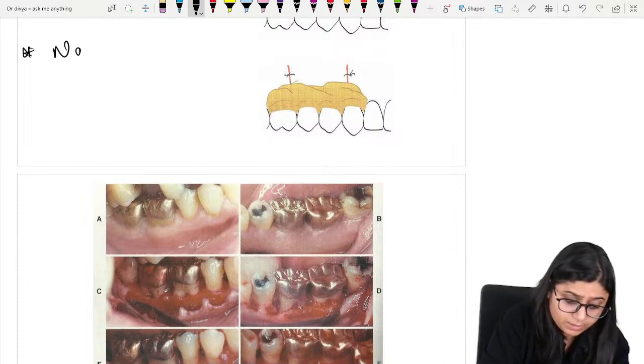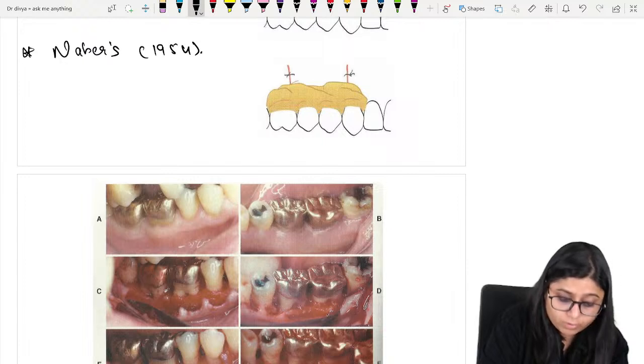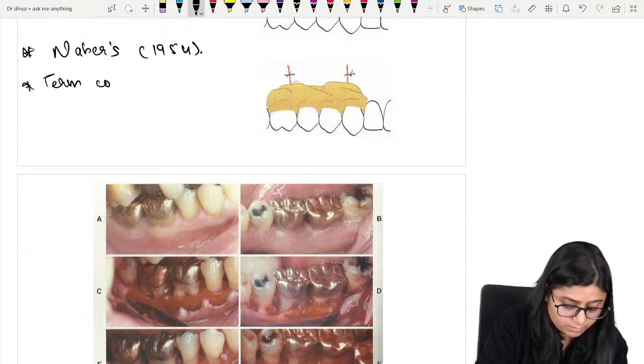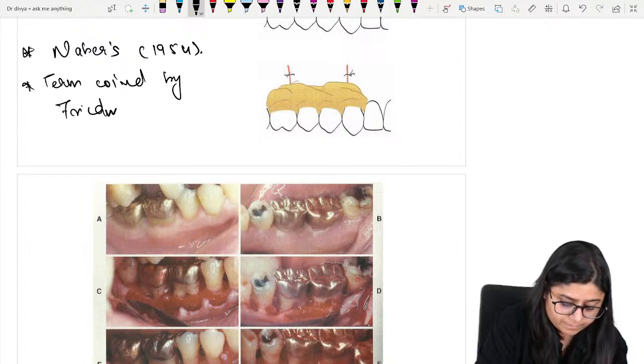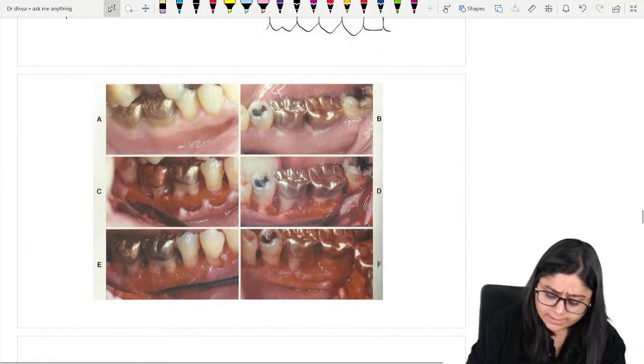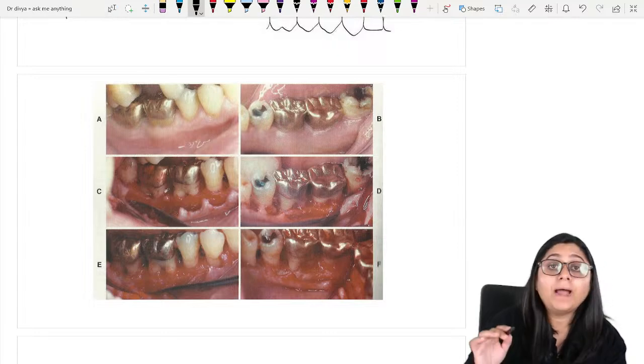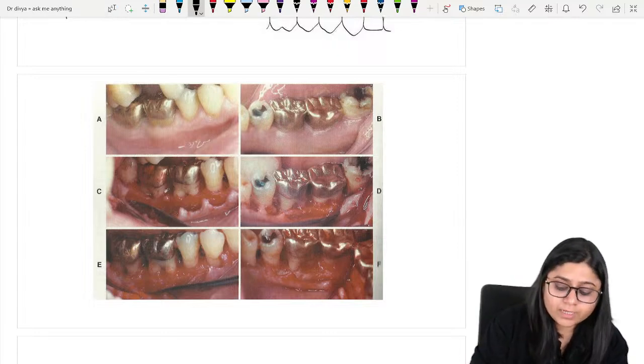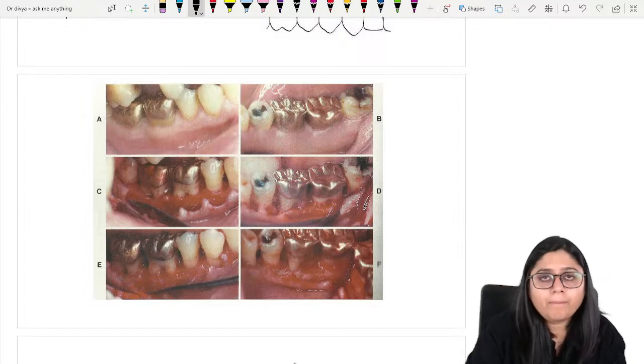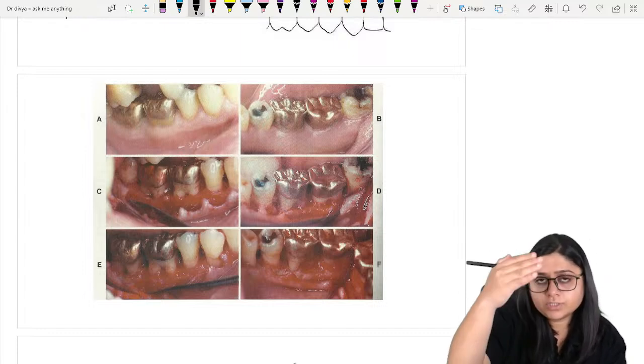It was given by Neighbors. It was introduced by Neighbors in the year 1954, and the term apically repositioned was coined by Friedman in the year 1962. So here you can see in apically repositioned flap, a crevicular incision is given, but what we are doing is shifting the gingiva apically.